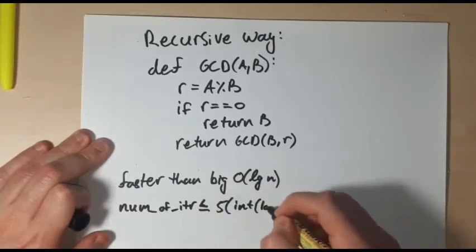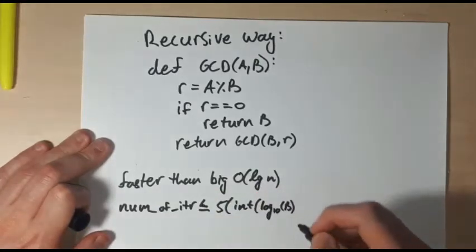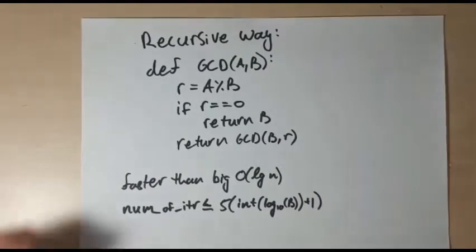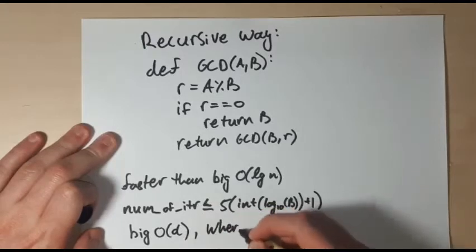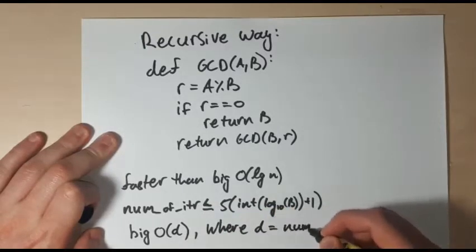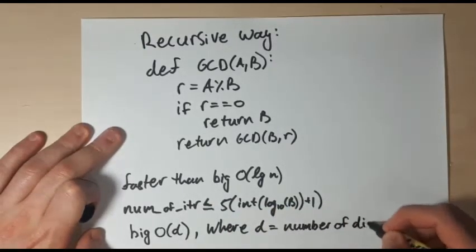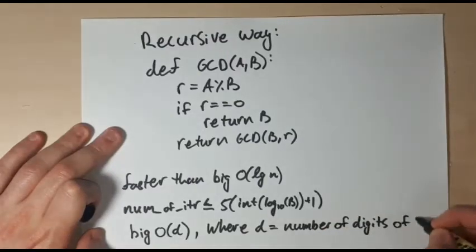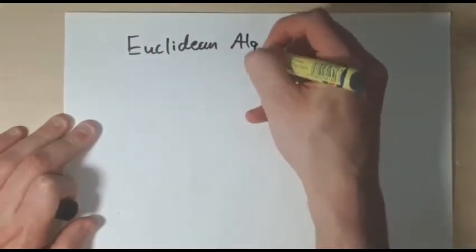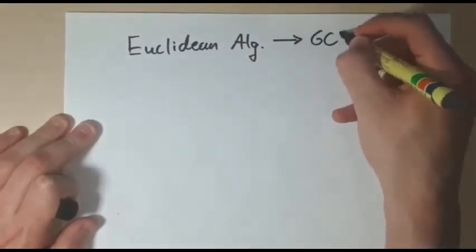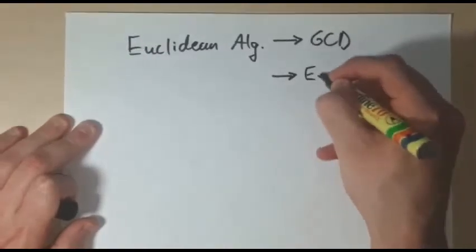The algorithm never requires more steps than 5 times the number of digits of the smaller integer. Therefore, the complexity of this algorithm is O(d), where d is the number of digits of the smaller number b. The greatness of the Euclidean algorithm is not just in finding the greatest common divisor, but also that it leads to the extended Euclidean algorithm.